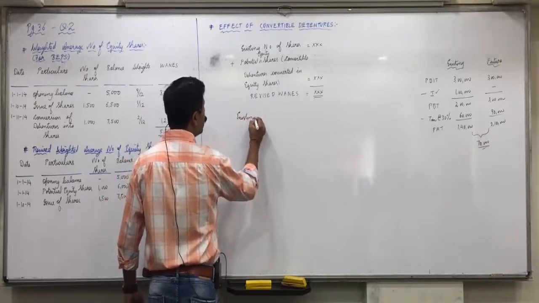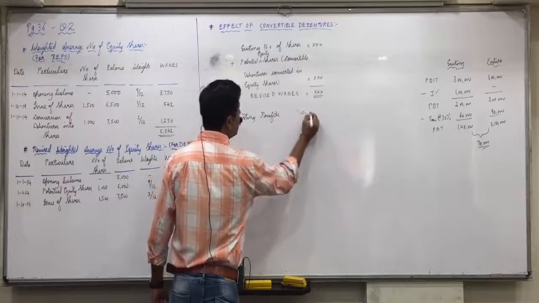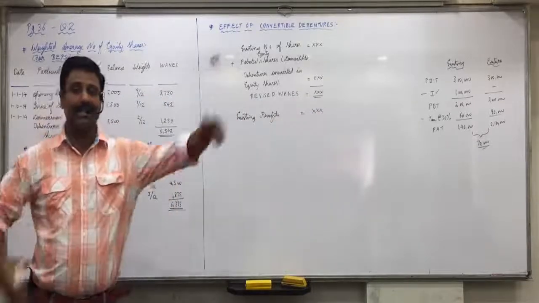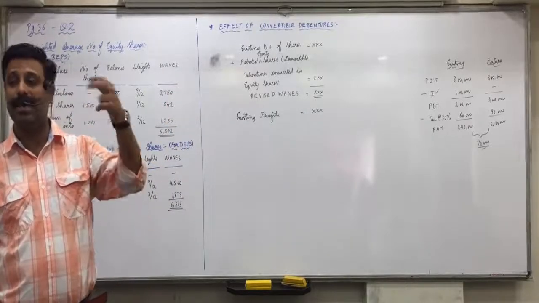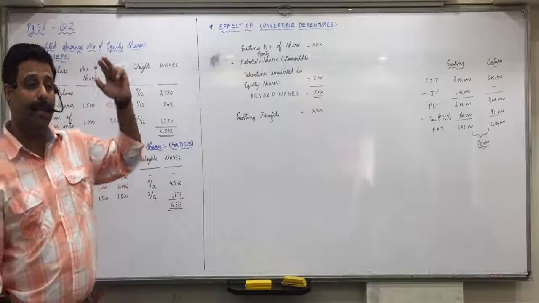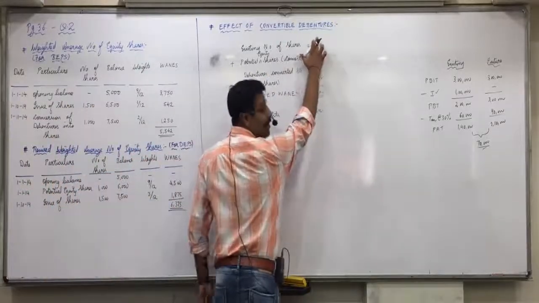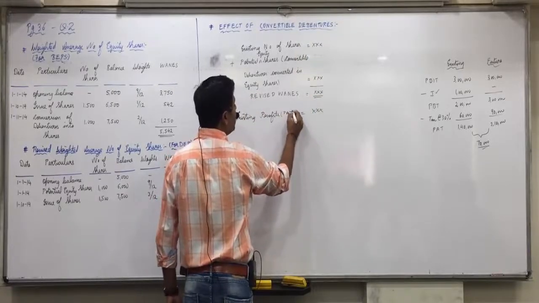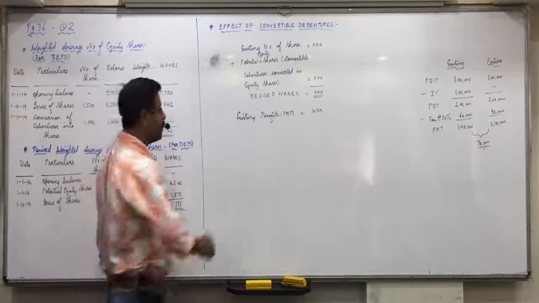Existing profits. When I say existing profits, it means existing profits attributable to equity shareholders. I am not writing that lengthy sentence. But existing profits means existing profits after tax minus preference dividend. Right now we are taking only debentures, meaning we assume there is no preference share. So PAT itself is attributable to equity shareholders.